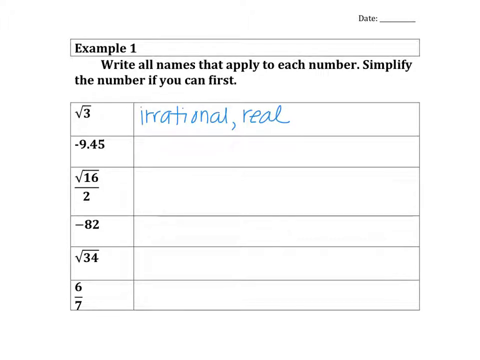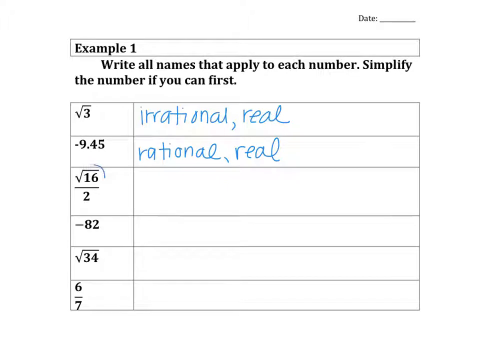Negative 9.45. First of all, I see that there's a decimal. That tells me it's rational. And it also belongs to our big family of reals. It can't be a whole number because there's a decimal. It can't be an integer because there's a decimal. Can't be a natural number because there's a decimal. So then the first family it can belong into is the rational.